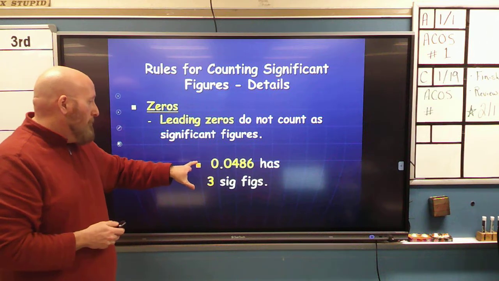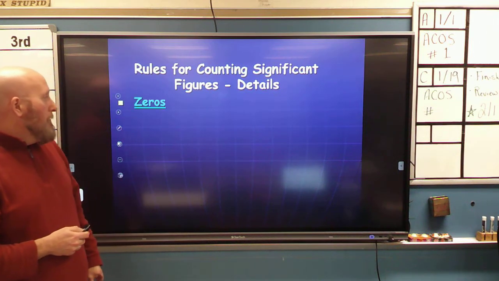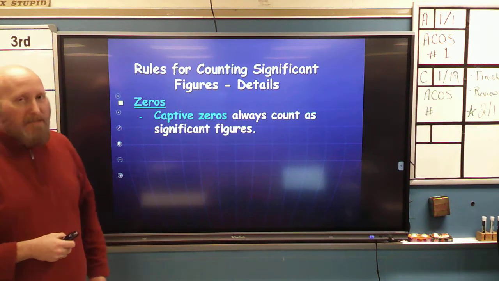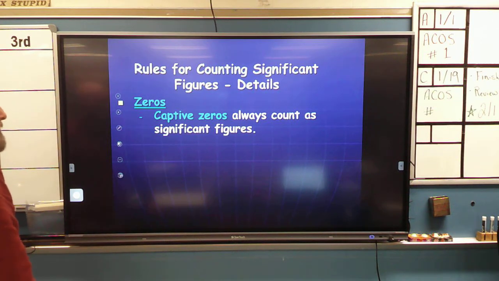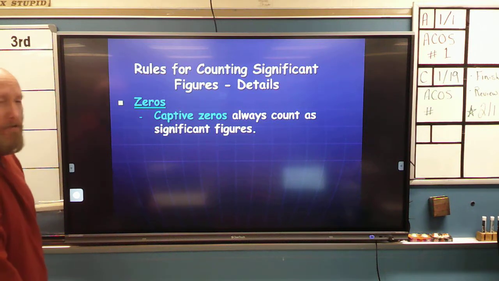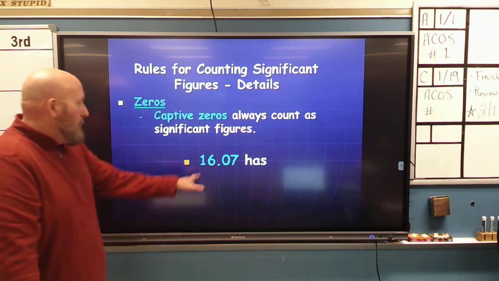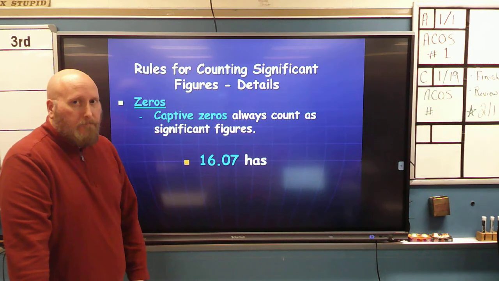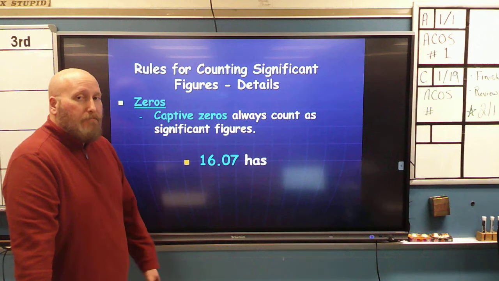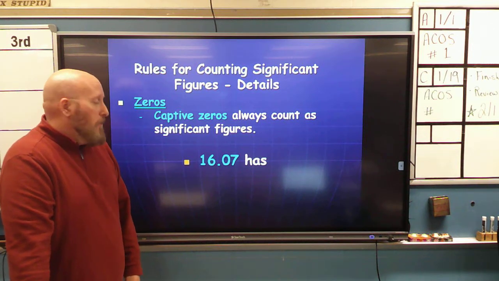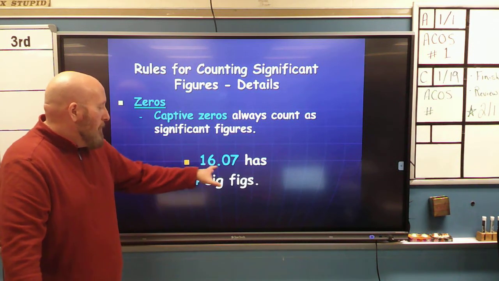As long as there's nothing here. Okay? Now, what about zeros called captive zeros? Captive zeros always count as significant figures. Okay? So what is a captive zero? Well, if you look here at 16.07, that 0 is between a 6 and a 7. This number counts. Okay? This means there are 4 Sig Figs.